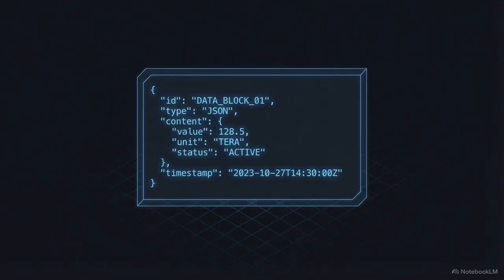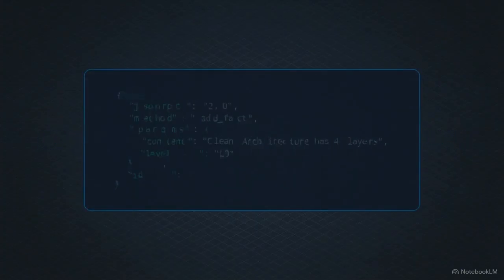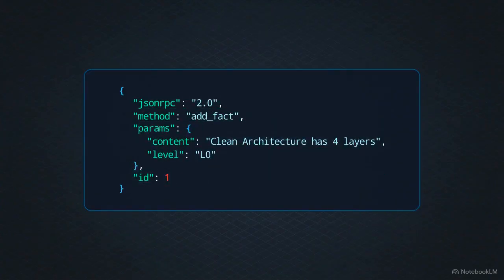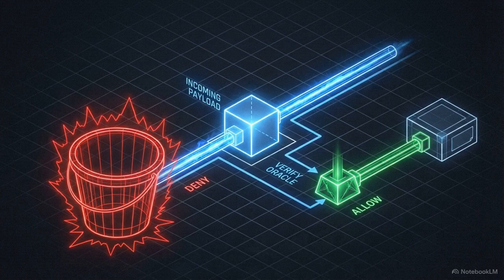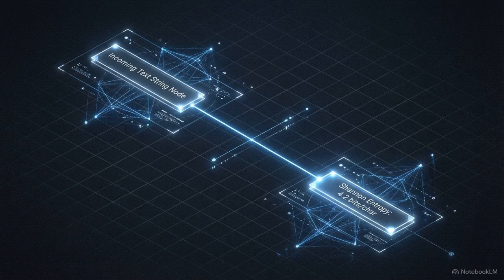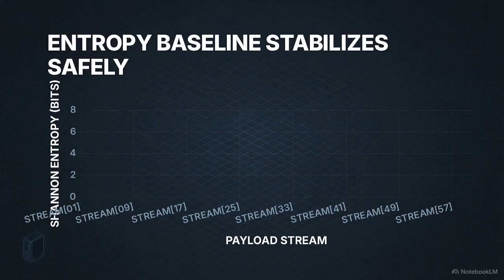The ingress point for GoMCP relies on standard JSON RPC 2.0 payloads over standard input and output. JSON RPC 2.0 is a lightweight, stateless remote procedure call protocol that encodes data in JSON. The server treats all incoming payloads with a default deny, zero trust posture. The payload first hits stage 1 of the direct intent protocol, the entropy gate.